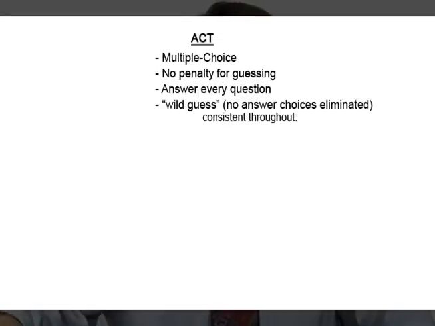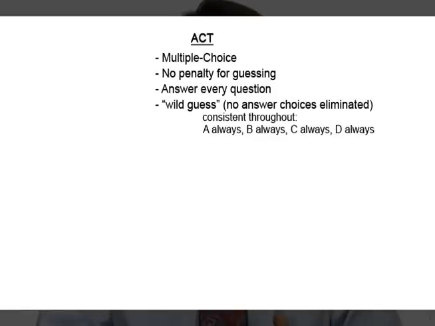A on one, B on the next, C on the next, that is not going to statistically get you the best results. What you want to do is, before the exam, tell yourself, if I have to make a wild guess, I'm going to select A, B, C, D, whatever it is. And then stick with that. Every time you have a wild guess, one where you don't have any idea what the correct answer is, no process of elimination, you haven't been able to eliminate anything, answer always whatever your choice was before the exam. Always A, always B, always C, always D, whatever it is.